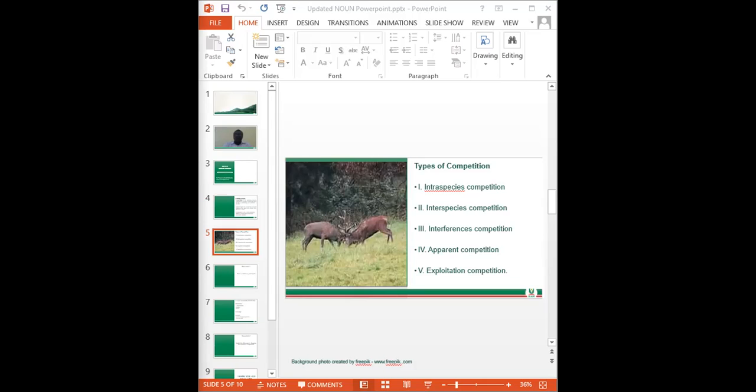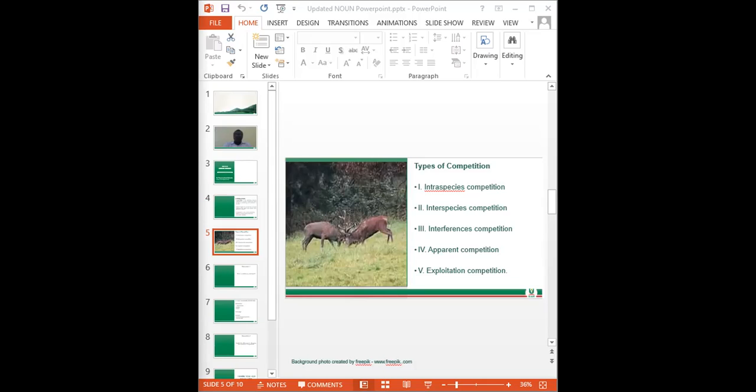And the last, which is apparent competition, occurs between two species which are both preyed upon by the same predator. For example, species A and B are both preyed upon by predator C. The increase of species A will cause the decrease of species B, because the increase of A will increase the number of predator C, which in turn will prey on more of B. See? That is what we know as apparent competition.